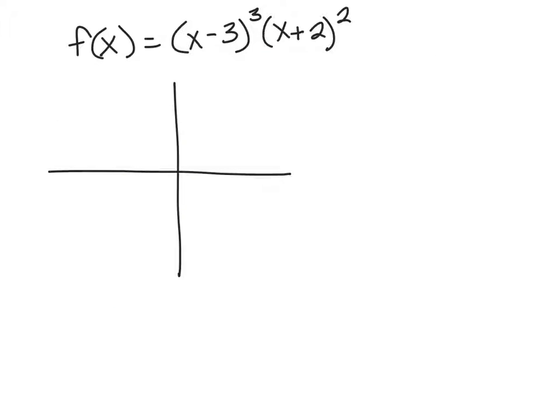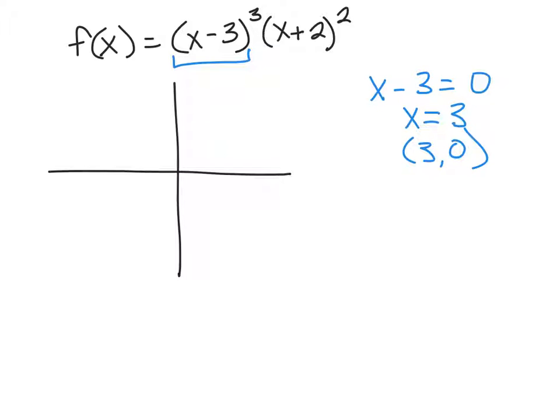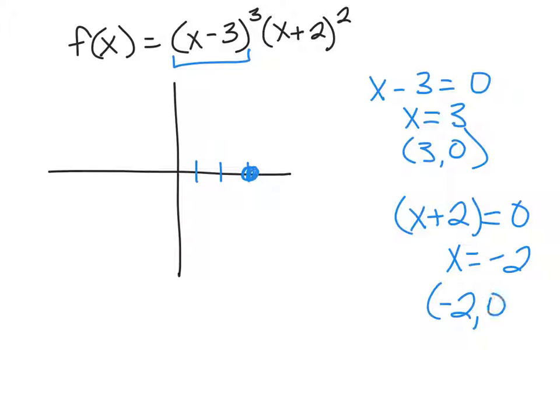So let's do one more. Let's look at our zeros first. X minus 3 equals 0, therefore x equals 3, and I have a 0 at (3, 0). X plus 2 equals 0, therefore x equals negative 2, so I have a 0 at (-2, 0).